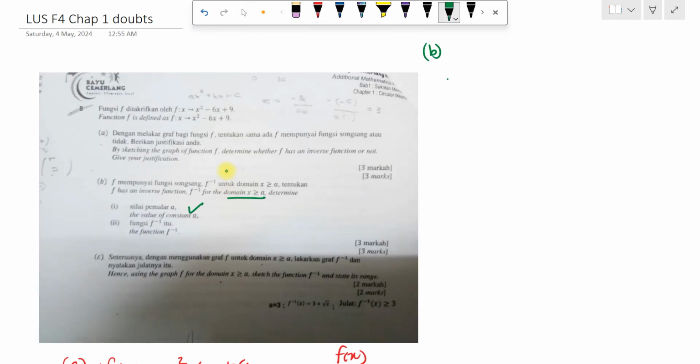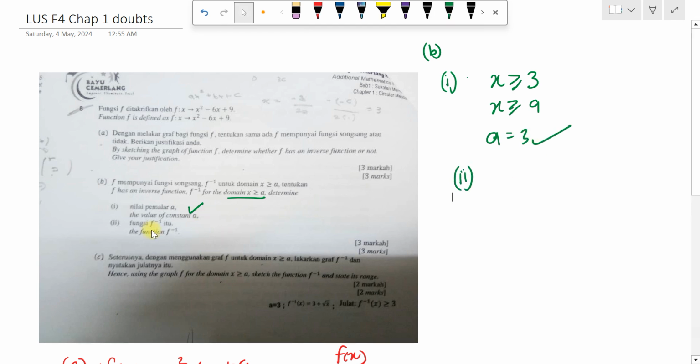So part 1, f inverse for the domain x more than a should be, a should be 3. Okay, so the inverse can exist when x is more than or equal to 3, as I told you from the graph. So here they tell you x greater than a, that means your a is equal to 3. And part 2, what is the f inverse? Okay, we need to calculate the f inverse.